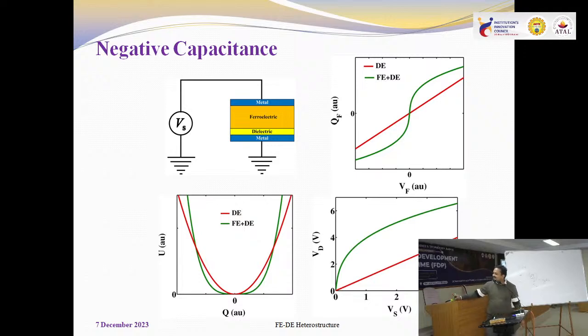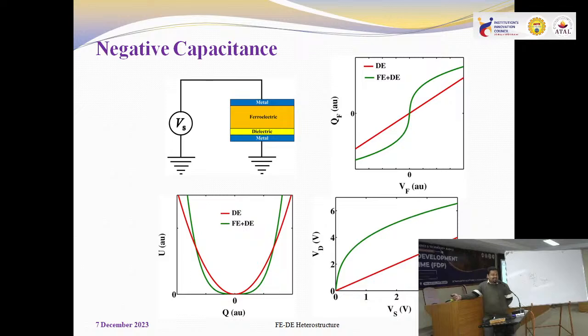So we need to add a dielectric capacitance in series to the ferroelectric capacitance. Then we can confirm the presence of negative capacitance signature features. Now we see here, this is for the dielectric, and this is for the Fe plus D heterostructure. Here you can see that the slope of this line is obviously higher than this, so we can say the capacitance here is higher.